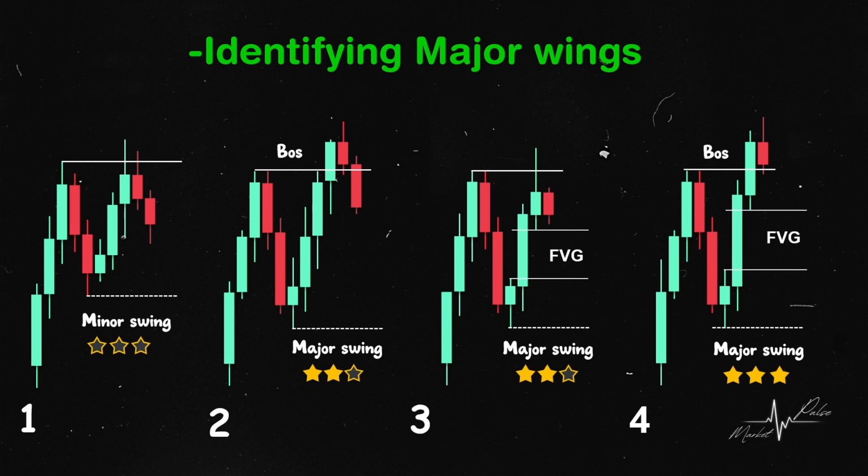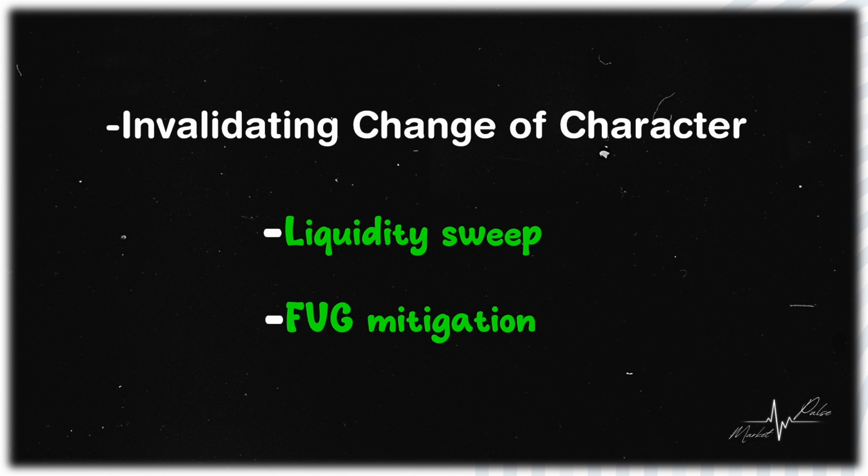So far, we have discussed how to identify major swings and valid changes of character. I would like to add that there are 2 exceptional scenarios that make a change of character invalid. These 2 scenarios are liquidity sweep and fair value gap mitigation concepts. This might seem complicated, but it will make sense in a minute.